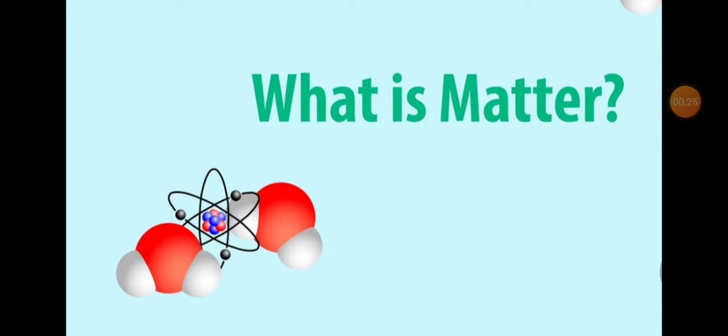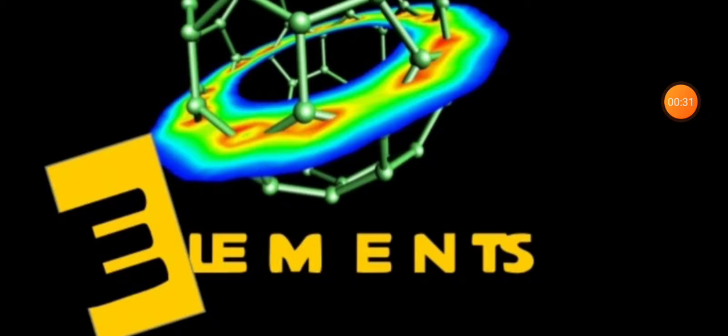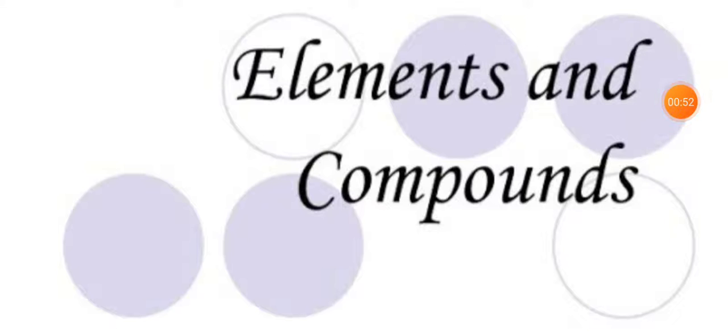What is matter? Matter is classified into two broad categories, namely first one substances, second one mixtures. The substances are further divided into two categories, elements and compounds.